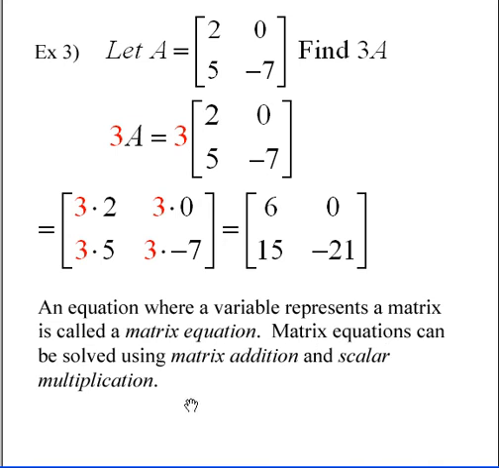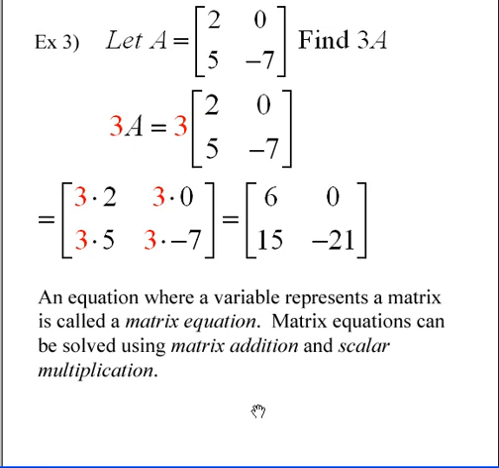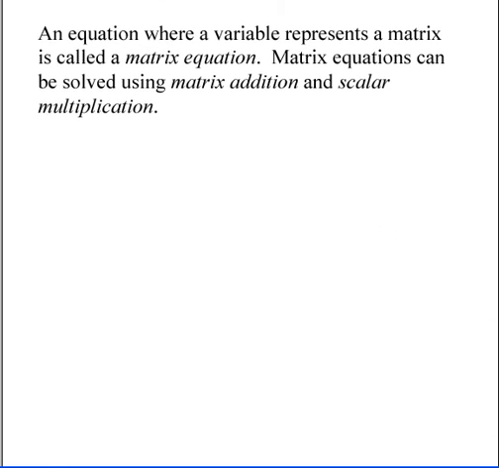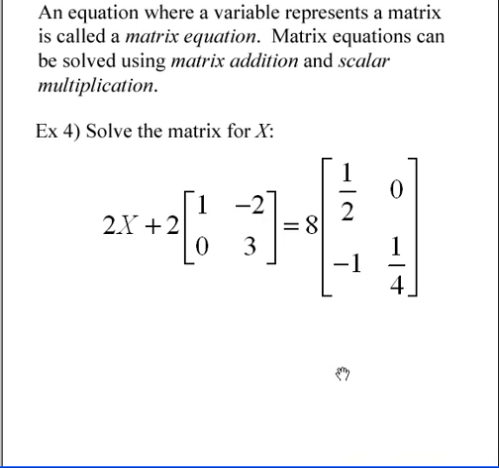All right, and then if we have an equation where a variable represents a matrix, we call this a matrix equation. And a matrix equation can be solved using what we've just learned, matrix addition or subtraction, and then scalar multiplication. So let's take a look at an example. We're going to solve for the matrix x. So we have 2 times x plus 2 times the matrix containing the elements 1, negative 2, 0, 3. That's equal to 8 times the matrix containing the elements 1 half, 0, negative 1, 1/4.